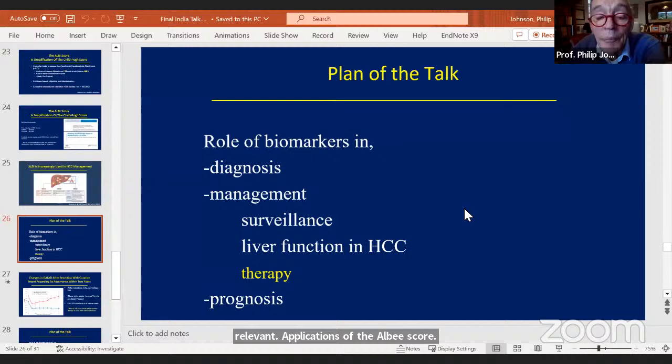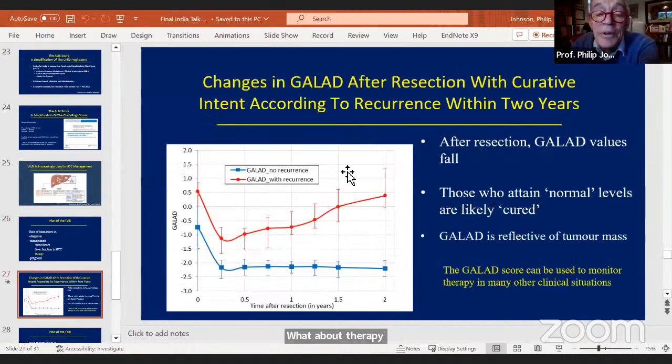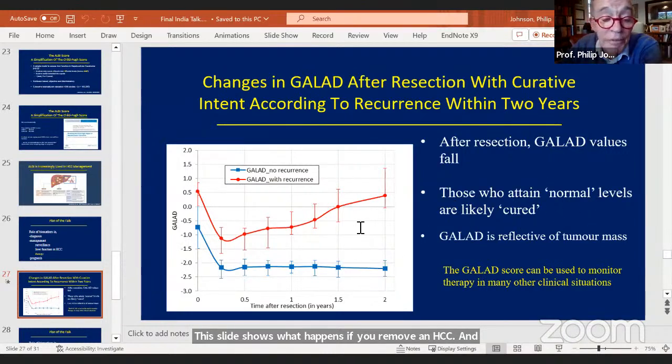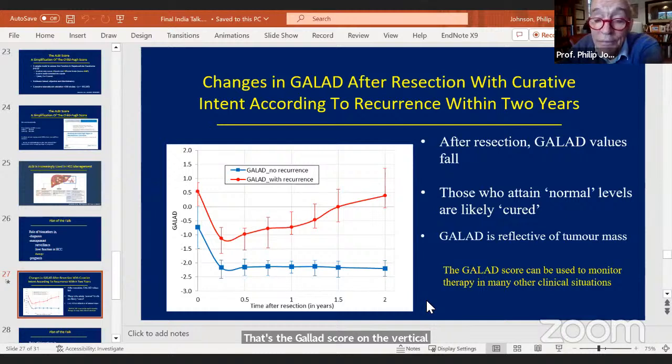What about therapy? This slide shows what happens if you remove an HCC and you measure Gallad score sequentially thereafter. So that's the Gallad score on the vertical axis, and this is time in years after resection. The blue are the patients who don't recur. The red are the patients who do recur. And as you can see, in both the recurrers and the non-recurrers, there is a marked fall after resection.